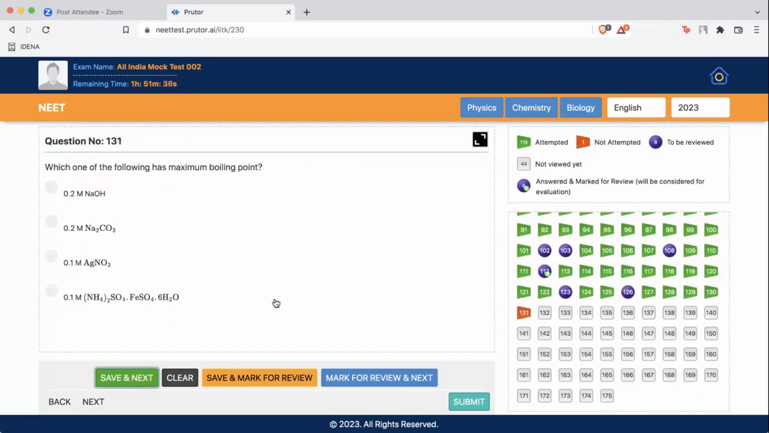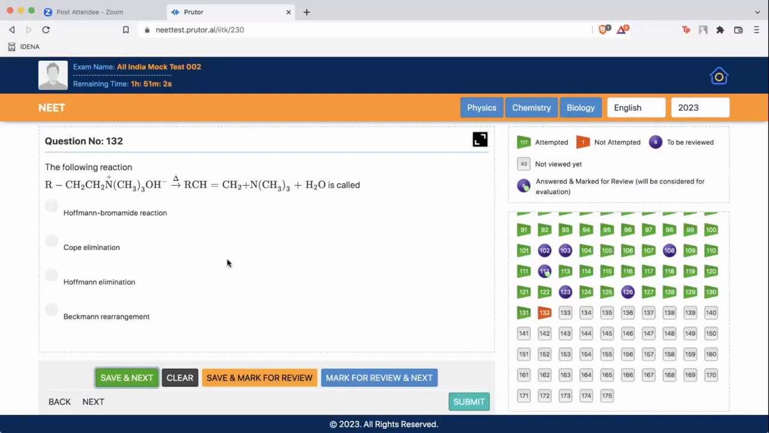Which of the following has the maximum boiling point? I guess you can answer this question on the basis of coordination complex. Since this is a coordination complex, it will have a higher boiling point as compared to the others.